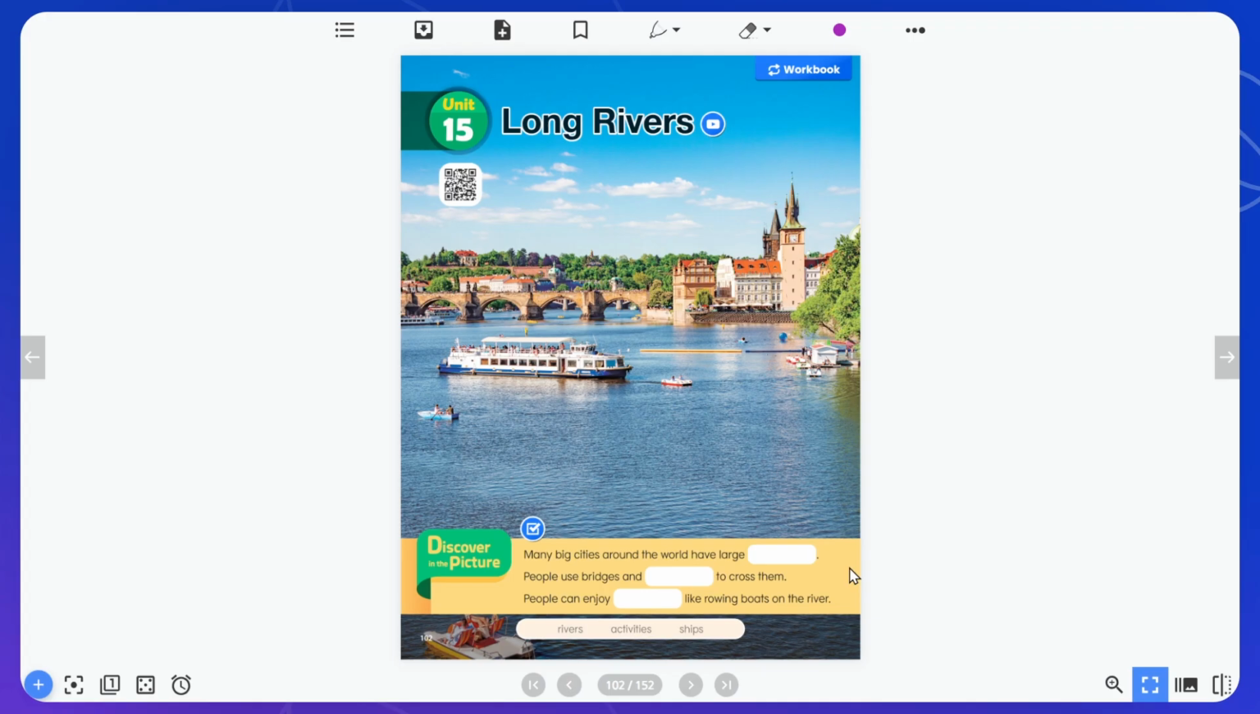So, what do you see in this picture? That's right. I see a river. And where is this river? Yeah, it's in a city somewhere. And who is using the river? Very good. Yeah, there are people on the river. How are they using it? That's right, they're using some boats. There are some big boats and there are some small boats.